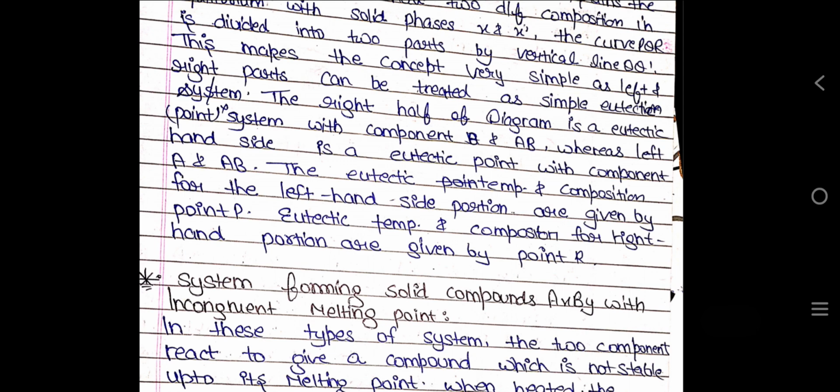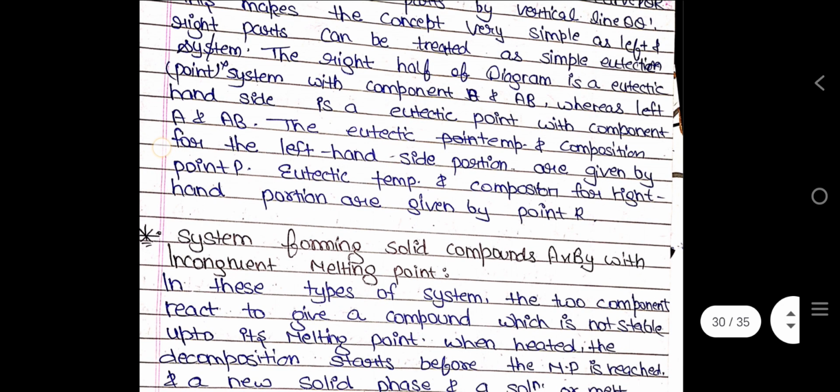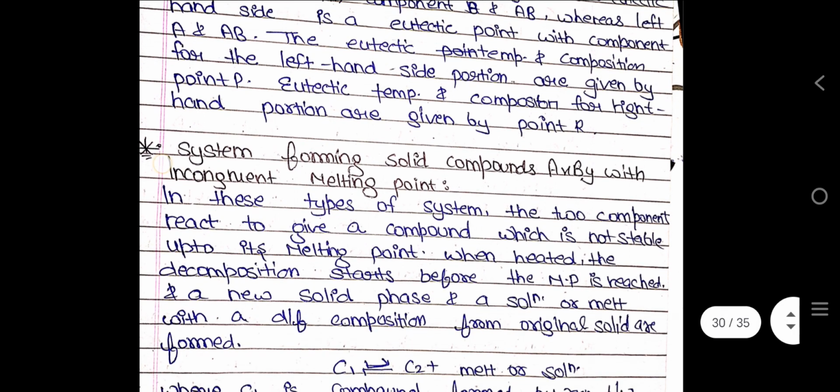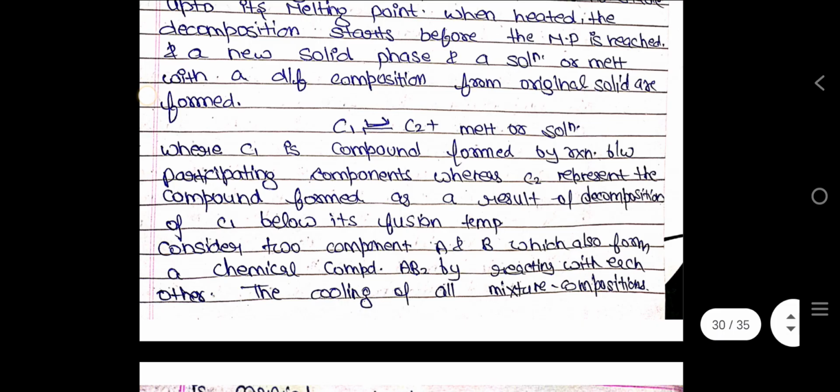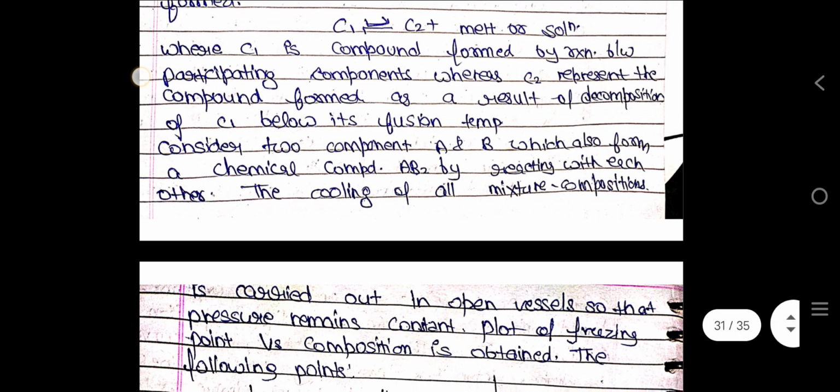Eutectic points P and R. The liquid phase can have two different compositions in equilibrium with solid phases, X and X'. The curve PQR is divided into two parts by the vertical line QQ'. This makes the concept very simple, as the left and right parts can be treated as simple eutectic systems. The right half of the diagram is a eutectic system with components B and AB, whereas the left-hand side is a eutectic system with components A and AB. The eutectic temperature and composition for the left-hand portion are given by point P. The eutectic temperature and composition for the right-hand portion are given by point R.